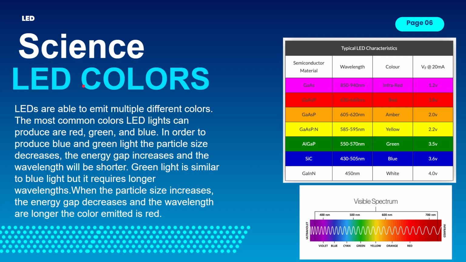Science of LED colors. LEDs are able to emit multiple different colors. The most common colors LED lights can produce are red, green, and blue. In order to produce blue and green light, the particle size decreases, the energy gap increases, and the wavelength will be shortened. Green light is similar to blue light, but it requires longer wavelengths. When the particle size increases, the energy gaps decrease, and the wavelengths are longer. The color emitted is red.